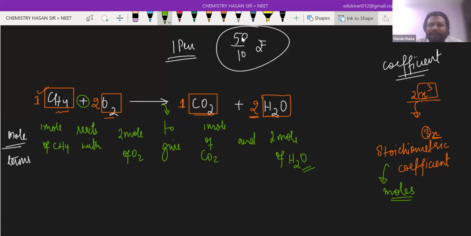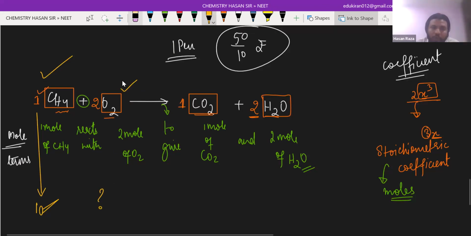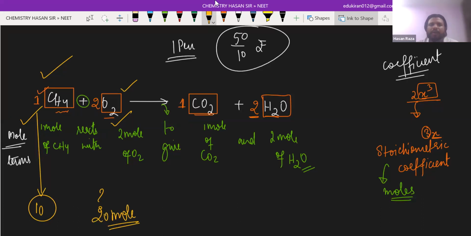Now, what if I ask you, if 10 mole of this CH4 is given, how many moles of O2 are required? You are simply going to apply the unitary method. For 1 mole, you need to react 2 mole. So for 10 mole, you need 20 mole of O2. Are you getting my point?